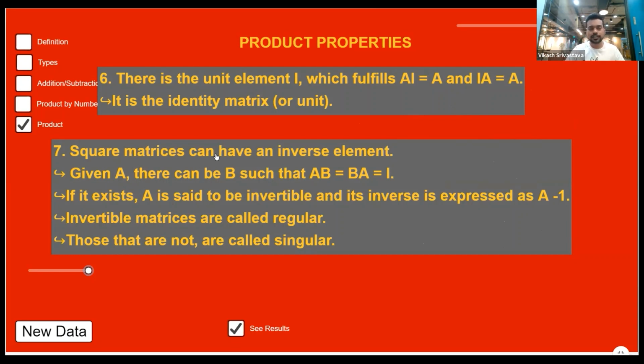So square matrices can have an inverse element. I'll come back to this particular point later on. We have not yet discussed the inverse of a matrix. We'll come back to this property later, so just hang on with me. I'll cover this concept towards the later part.